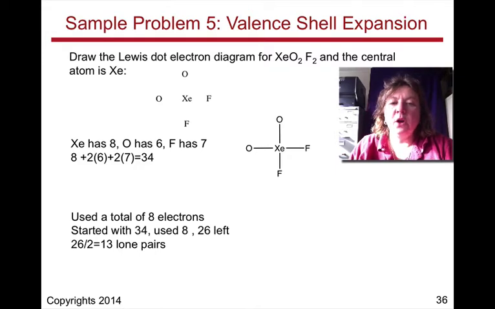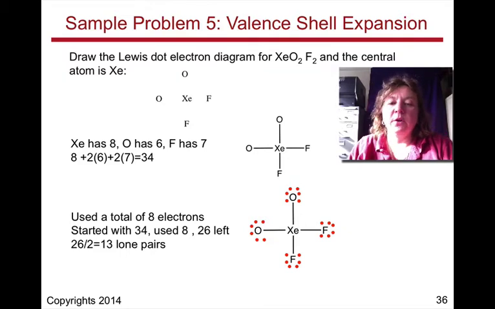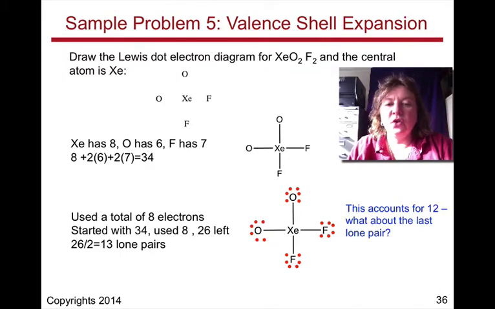We have 13 lone pairs. 13 lone pairs, let's put them around. We can put them around fluorine and oxygen. That looks good. This accounts for 12 because we've got 3 on each of the fluorines and 3 on the oxygens. So where do we put the last lone pair?